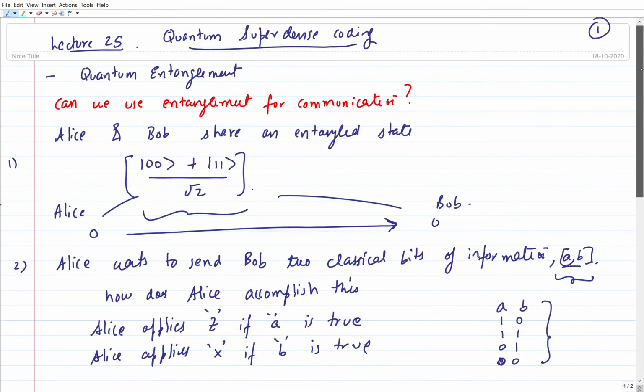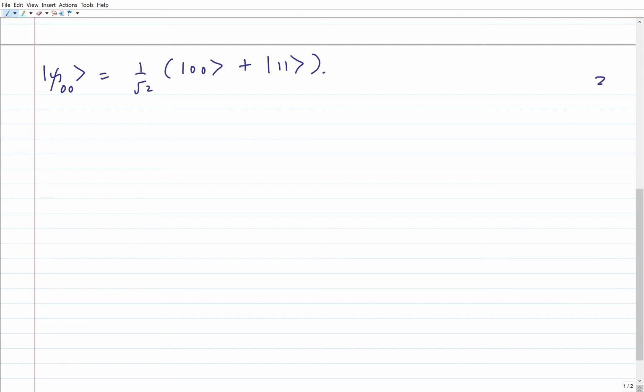Essentially, let's say this was the initial state, and I have A, B. Let's say I had encoded. So if both A and B are 0, Alice does nothing. Alice just sends the state as it is. So if A and B both are 0, Alice is sending Bob psi 0, 0. Now if Alice wants to send 0, 1, what does it do?